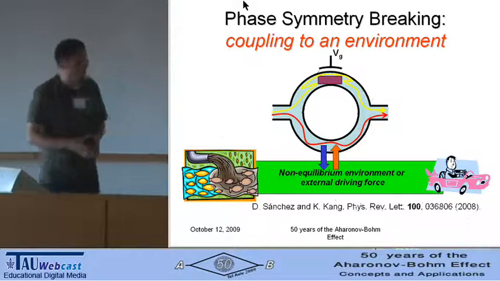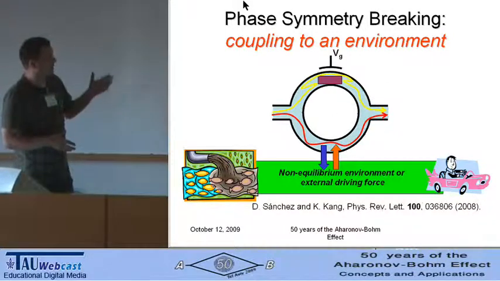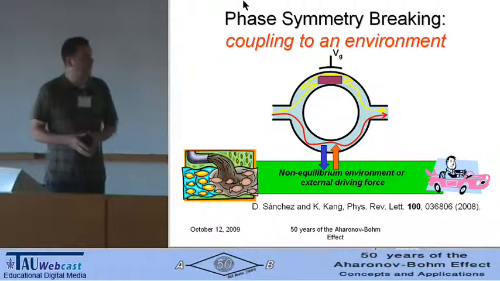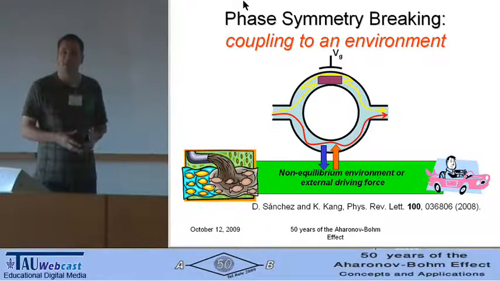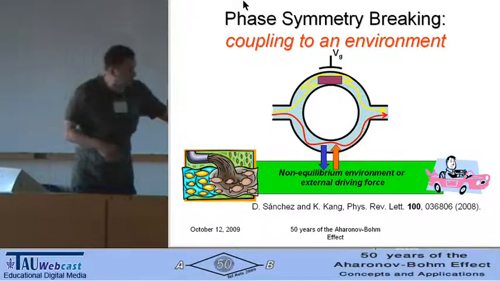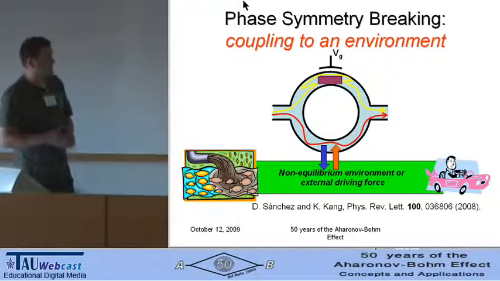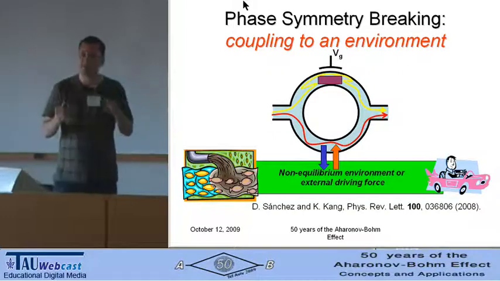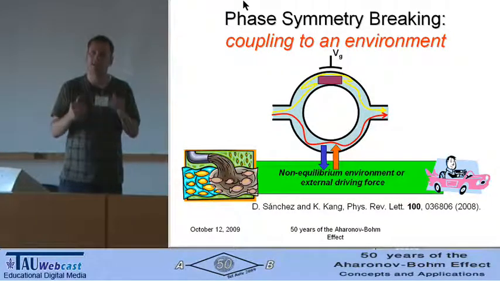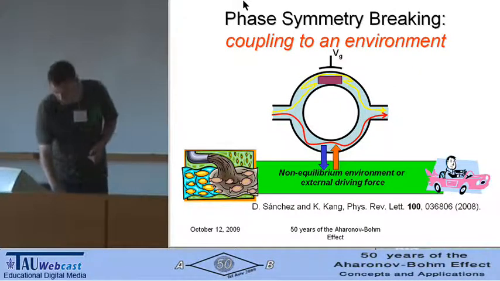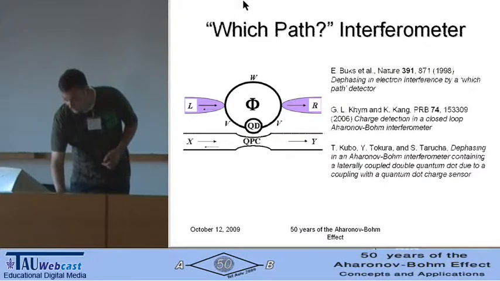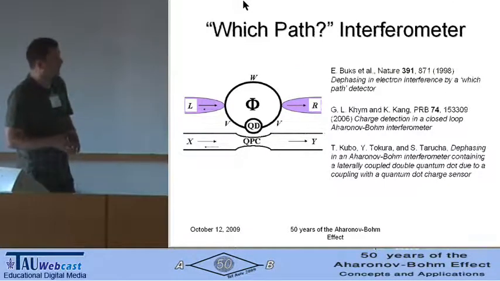So now I'd like to move on to what my talk is about: the third way of breaking the phase symmetry by coupling an interferometer to an environment. There is a very recent work cited here by Sánchez and Kang, who showed that this happens only if the environment which interacts with the interferometer is a non-equilibrium one. If the environment is in equilibrium, you can use certain kinds of time reversal symmetry arguments to show that phase rigidity would hold.